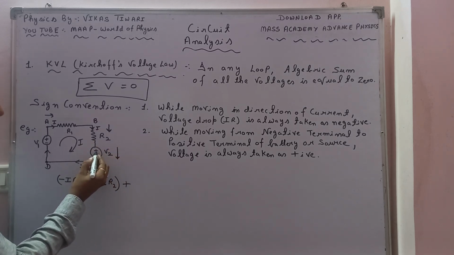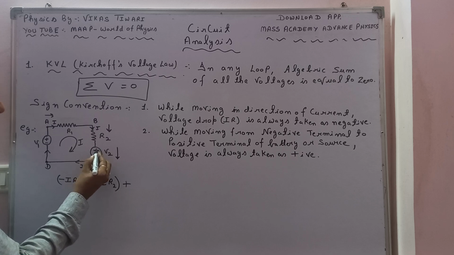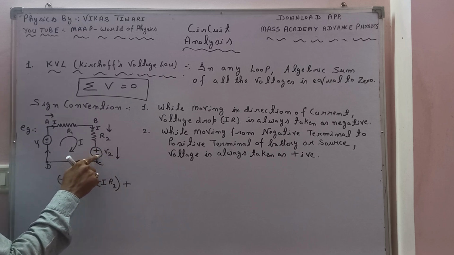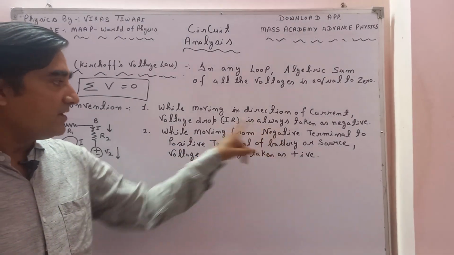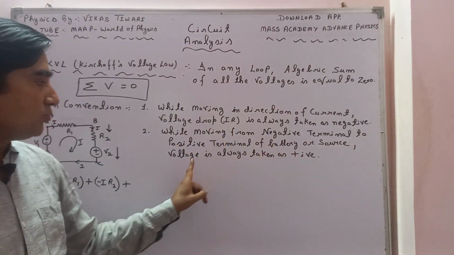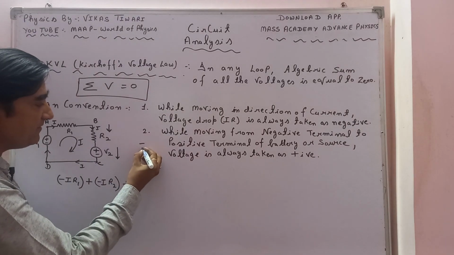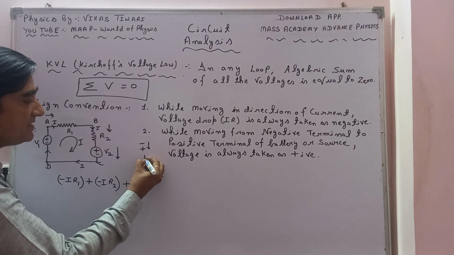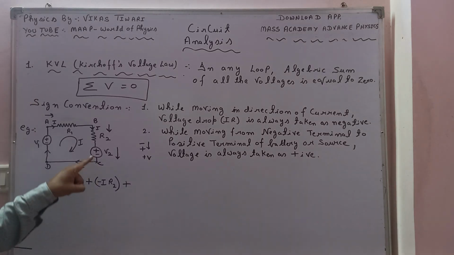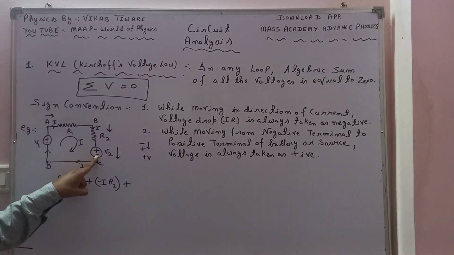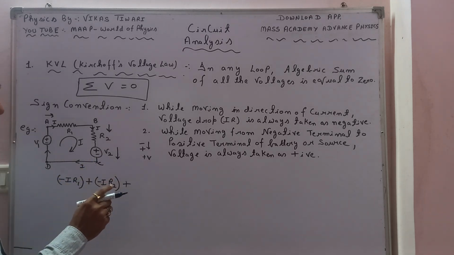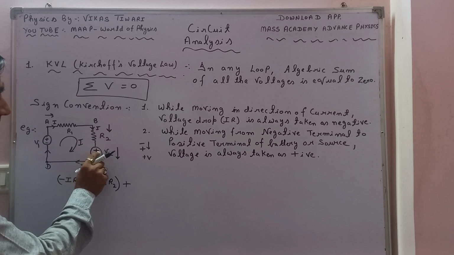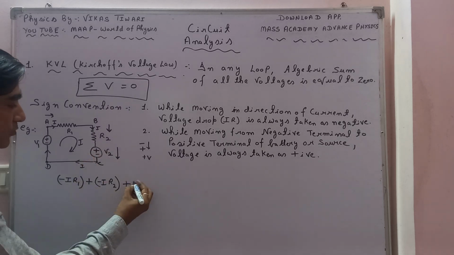Now when I switch, I first switch to the positive terminal, and then to the negative terminal. My second sign convention says, while moving from negative terminal to positive terminal of a battery or source, if I switch first from the negative terminal, then the positive terminal, voltage is taken as positive, okay. But here the positive terminal is first and then the negative terminal, so I will take voltage as negative, okay. Or in another way, whichever terminal you encounter first, you take its opposite, okay.